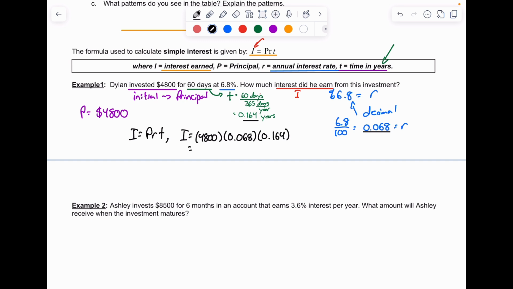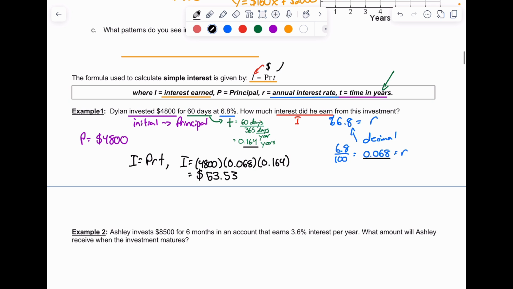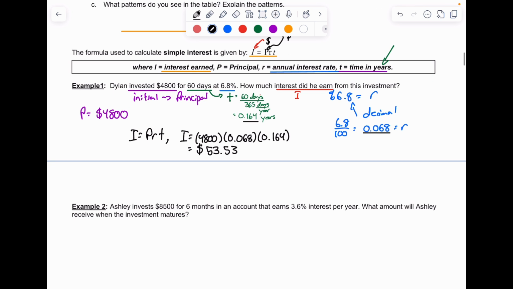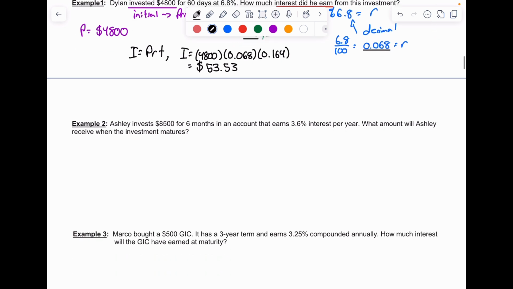So really the math behind this isn't hard. It's just a calculator problem at this point. So we literally just go 4,800 on our calculator times 0.068 times 0.164. And I get 53.53. Okay, and round this one to 2 decimal places because it's a dollar amount. This has units of dollars, interest earned. So they earned $53.53.